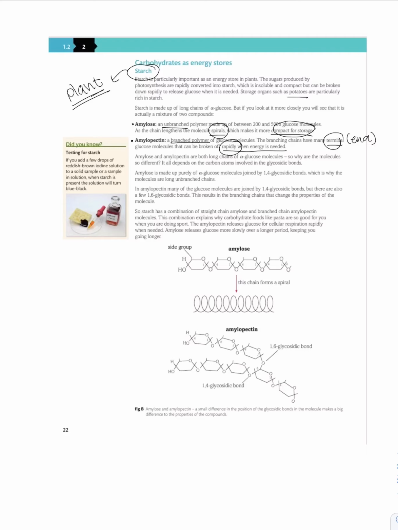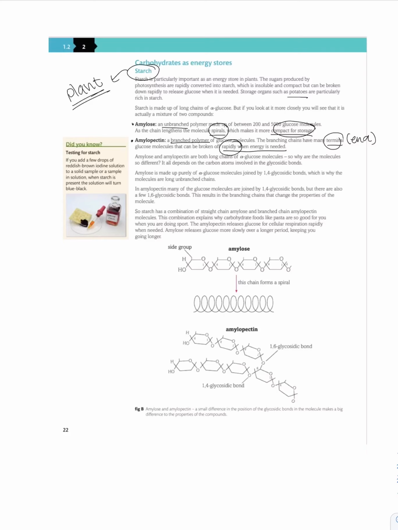Amylose and amylopectin are both long chains of alpha glucose molecules. So why are the molecules so different? It all depends on the carbon atoms involved in the glycosidic bonds. Amylose is made up purely of alpha glucose molecules joined by 1,4 glycosidic bonds, which is why the molecules are long, unbranched chains. In amylopectin, many of the glucose molecules are joined by 1,4 glycosidic bonds, but there are also a few 1,6 glycosidic bonds. This results in branching chains that change the properties of the molecule.